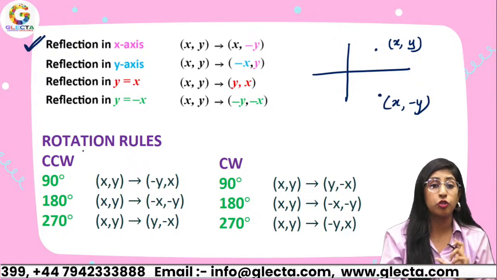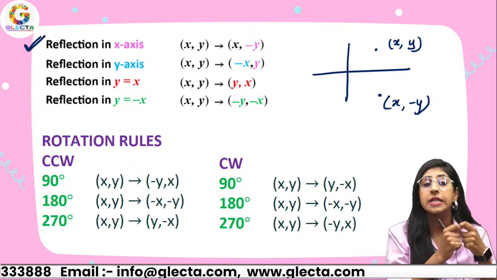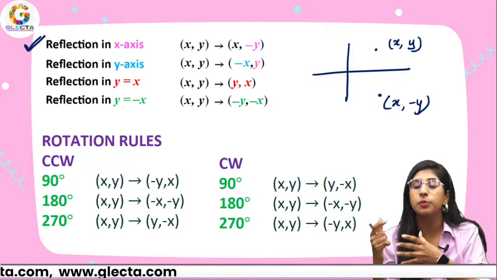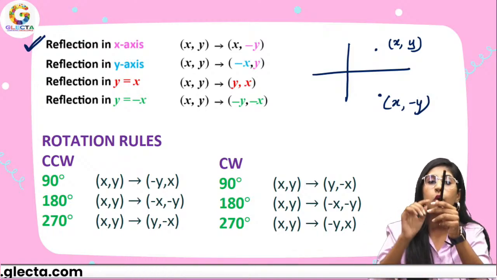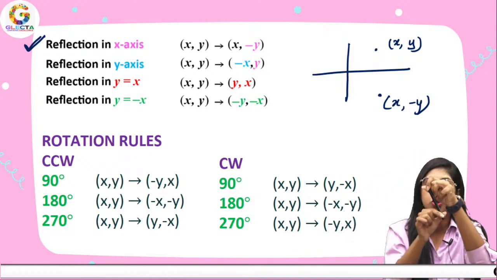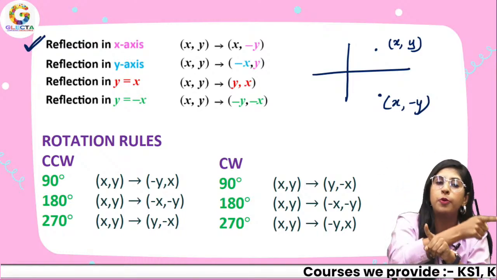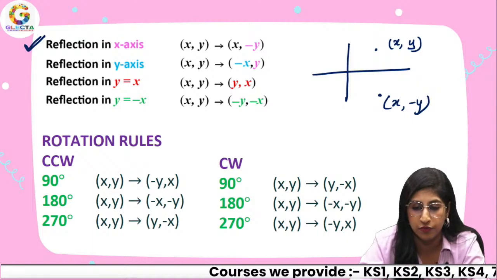What do we mean by rotation CCW? CCW means counterclockwise. CW means clockwise. Clockwise is the direction in which the clock moves, right? And counterclockwise is the opposite direction in which the clock moves, right?